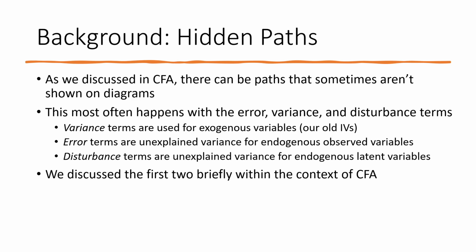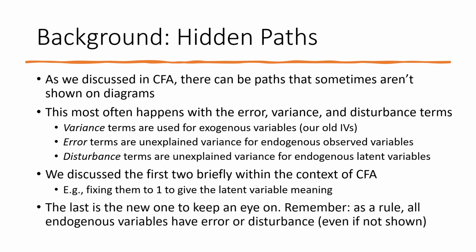Again, we've discussed these within the context of CFA, and we discussed that we can fix these to 1 to give the factor meaning. This is also discussed in your chapter reading. But this last one, the idea of a disturbance term and the distinction between error and disturbance, is important. Both are unexplained variance. Error is just for observed, disturbance is for latent.